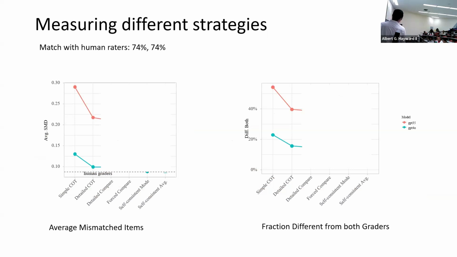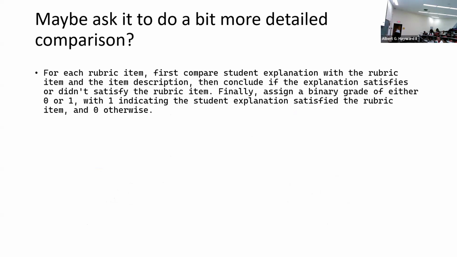And you can see, after all those explanations, even GPT 3.5's performance improved dramatically. The cases that it differs from both humans dropped by about 10 to 20%. GPT 4.0, because it's so close to the human grader level, drops a little bit less, but nonetheless it drops. You have to explain to it what you mean. It doesn't know.